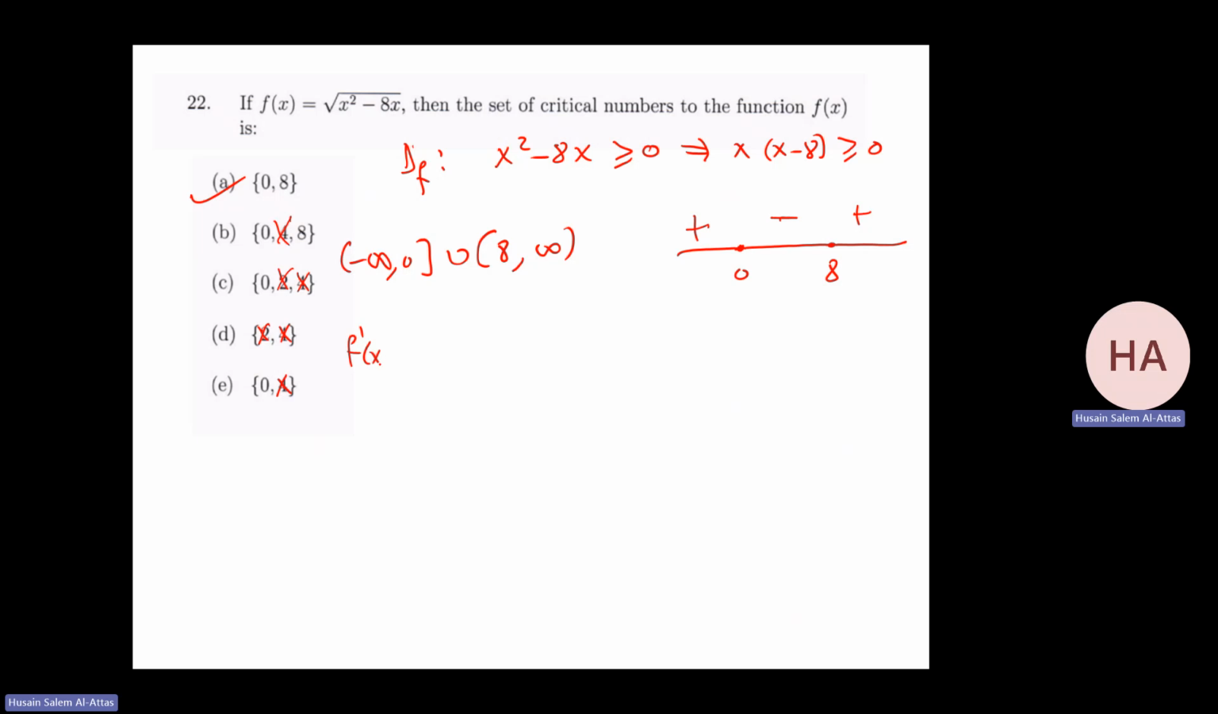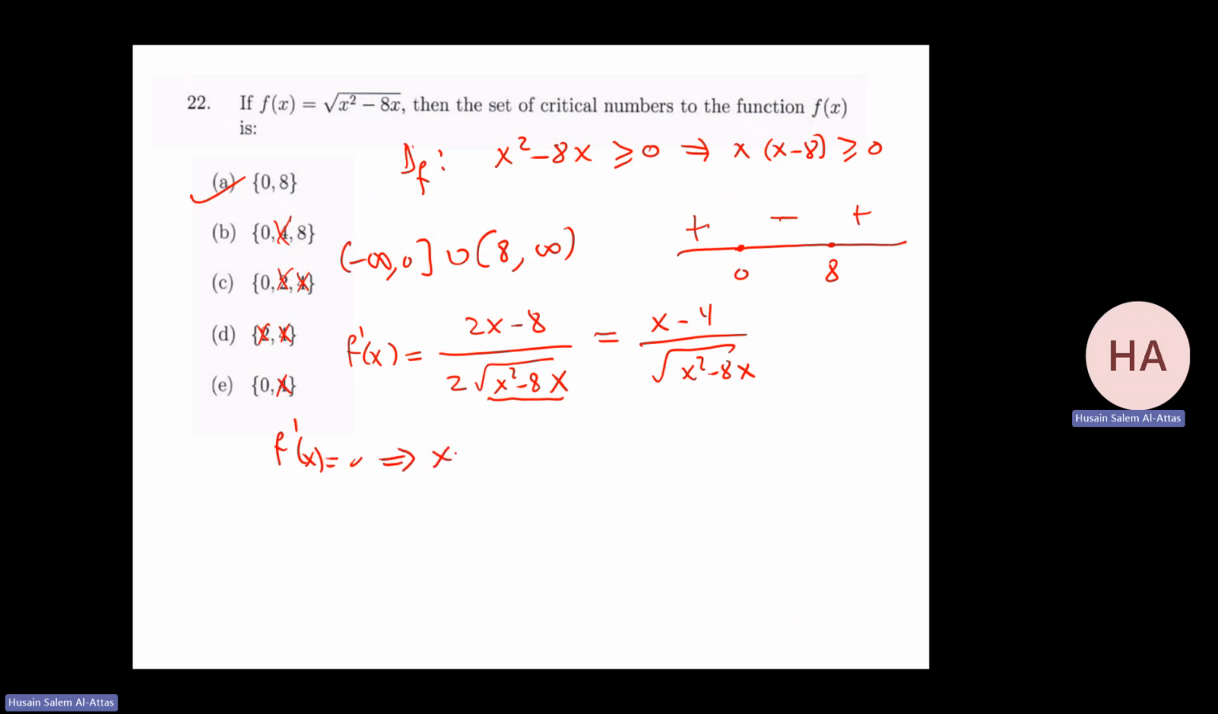f prime of x, it will be what? That will be 2 root x squared minus 8x. Derivative of this, which is what? 2x minus 8. So that will be x minus 4 over square root of x squared minus 8x. f prime equals 0, so I have x equals 4. But this does not belong to the domain of f. f prime does not exist.